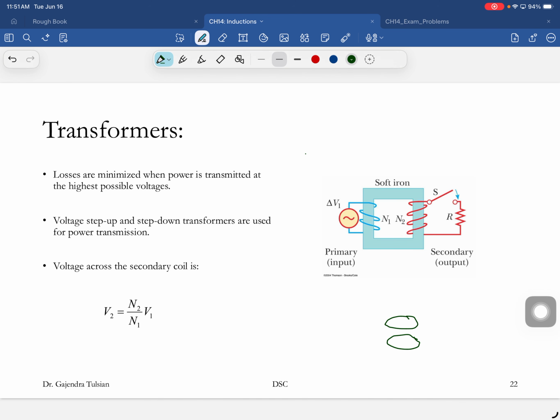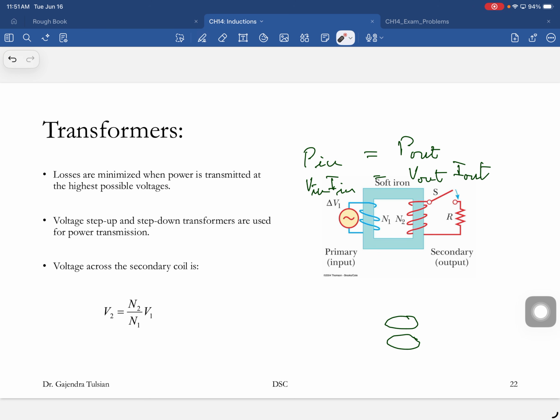Power input will always be equal to power output. Power input is V in times I in, equal to V out times I out. So if you have an output voltage that's 100 times greater, then the output current is 100 times weaker. So, no free lunches.